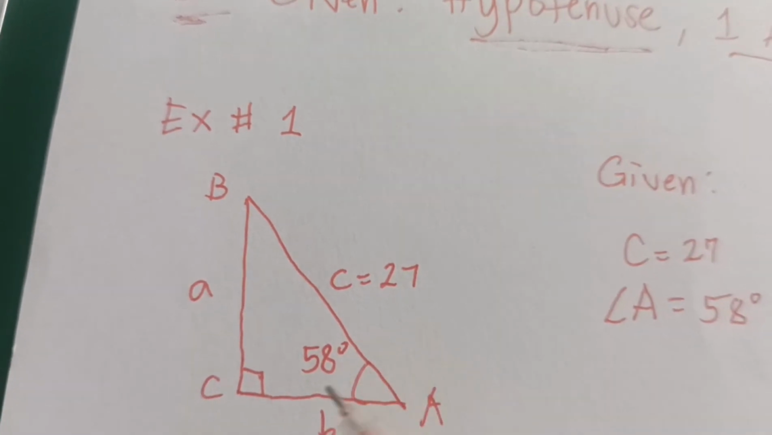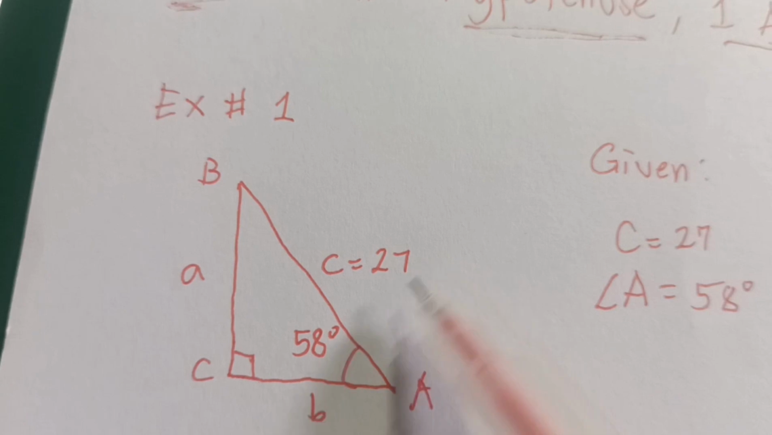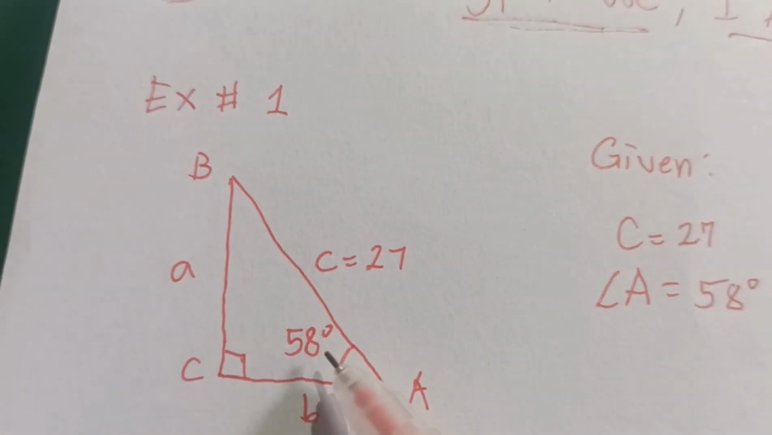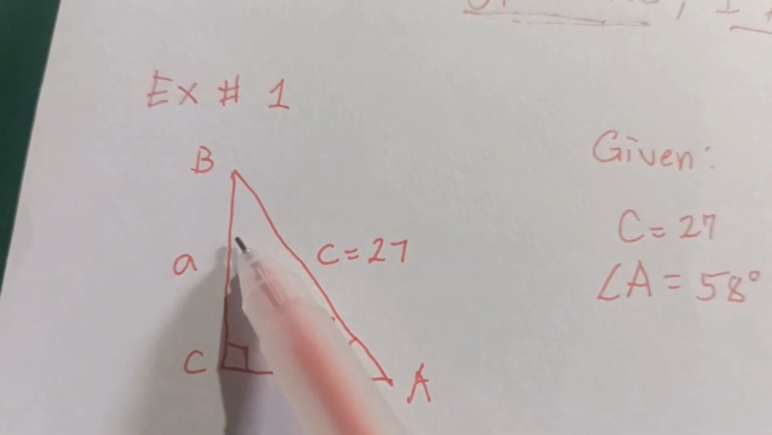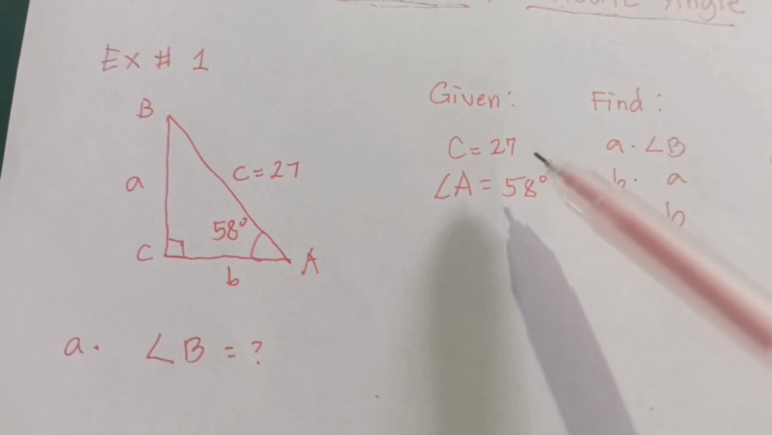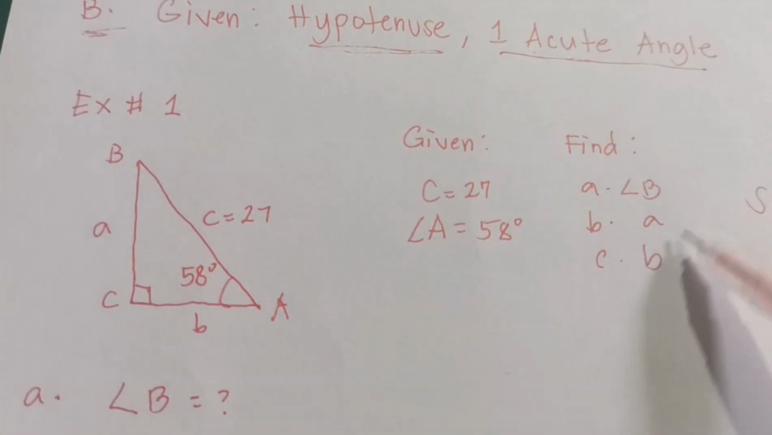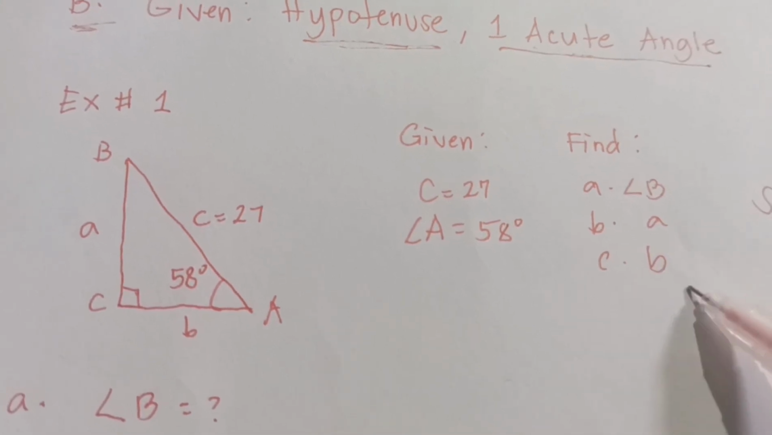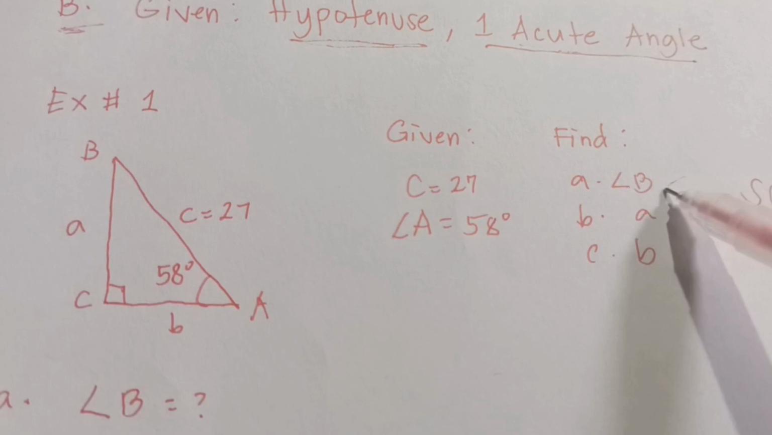And of course, we cannot solve it without two givens. So here, the two givens are the hypotenuse and one acute angle, which is 58. Okay? So we're going to solve for the remaining parts, which are angle B, side A, and side B. So the given is C equals 27, angle A equals 58. Solve for angle B, side A, and side B. So let us start to solve angle B.